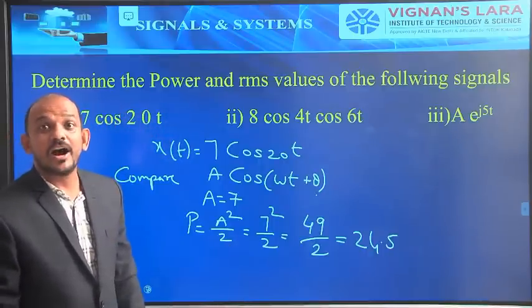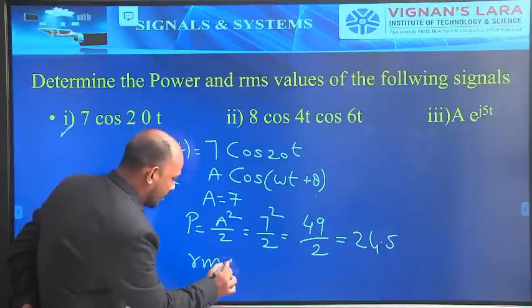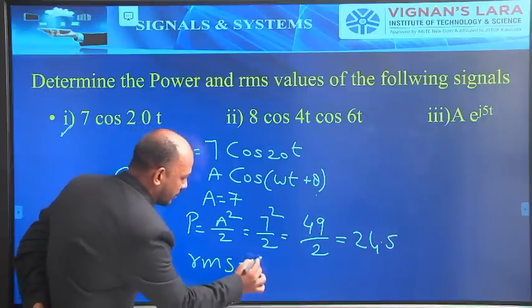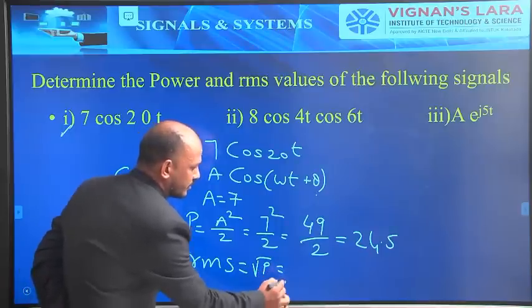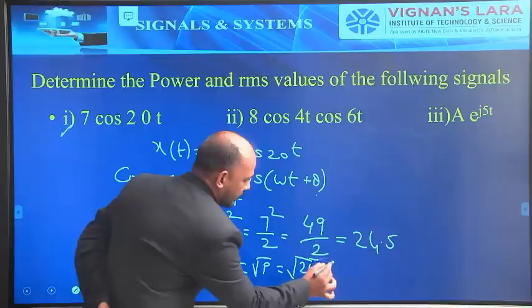Now I need the RMS value of the given signal. So what is the RMS value? RMS value is equal to the root of power. So the root of 24.5.